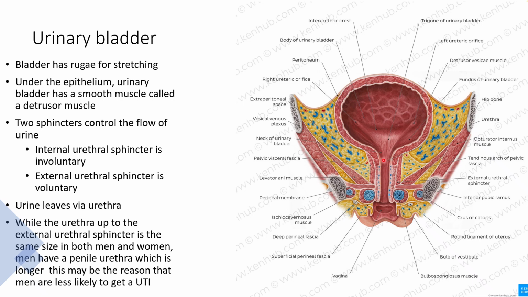Ureters and the opening for the urethra here. And so you see this triangle-shaped area. You do have two sphincters, like I mentioned, the internal and external, and urine will flow through the urethra.